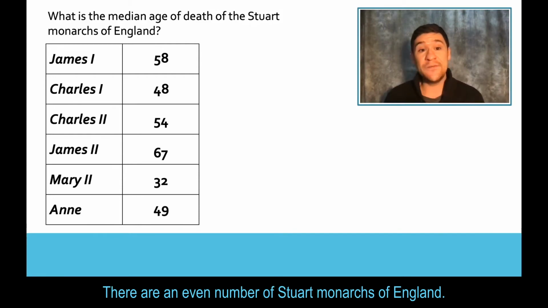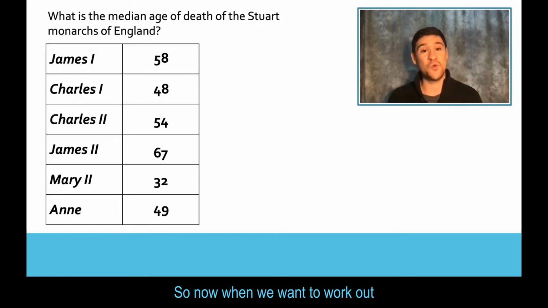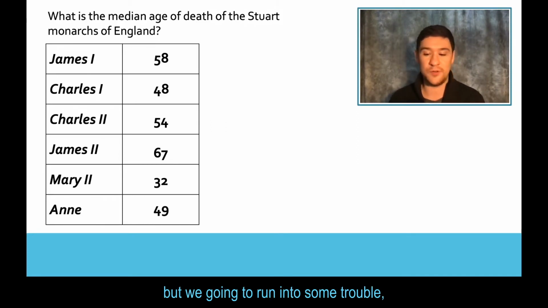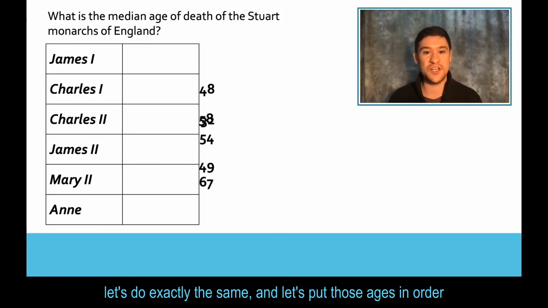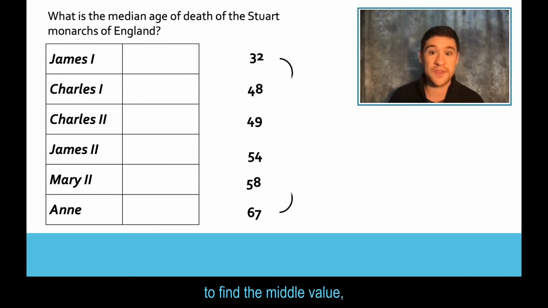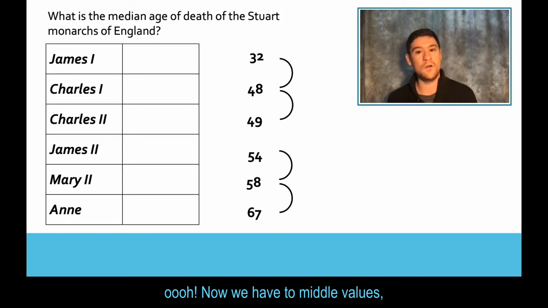There are an even number of Stuart monarchs of England. So now when we want to work with the median age, we'll do exactly the same, but we're going to run into some trouble. Let's do exactly the same. Let's put those ages in order. Now let's start counting in from the ends to find the middle value. Ooh, now we have 2 middle values.